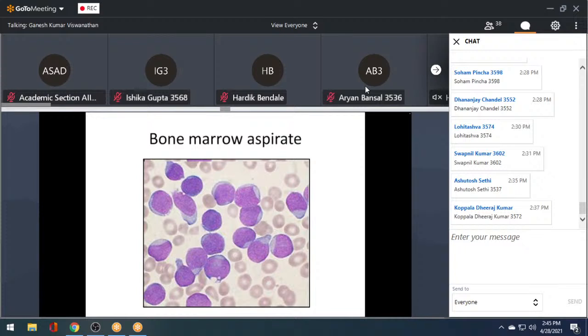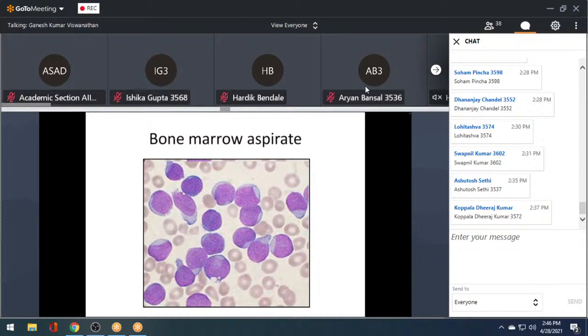One is size. Next, what about the NC ratio? What is NC ratio? The cytoplasm is very less as compared to the nucleus. So the cell is not well differentiated, and there are also no cytoplasmic processes and no granules.